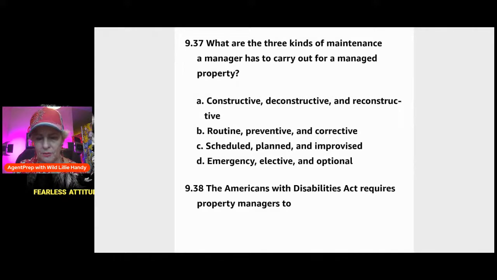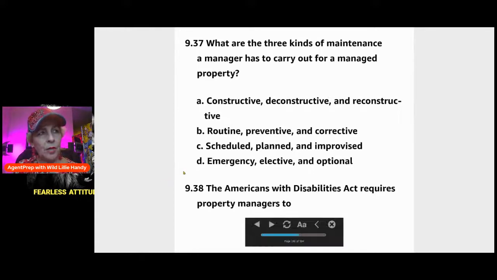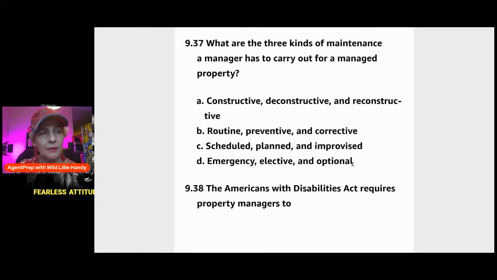All right, yes, 37B, routine, preventative, and corrective. So they don't want to work on emergency, elective, and optional or scheduled, planned, and improvised. It is routine, maintain the properties regularly, do preventative maintenance, and anything that needs to be corrected.